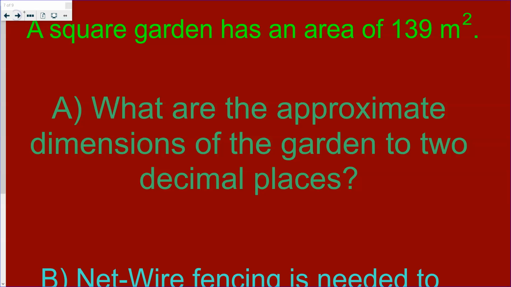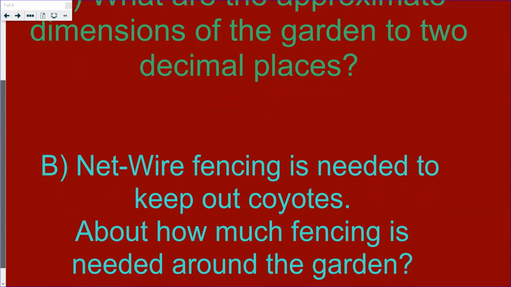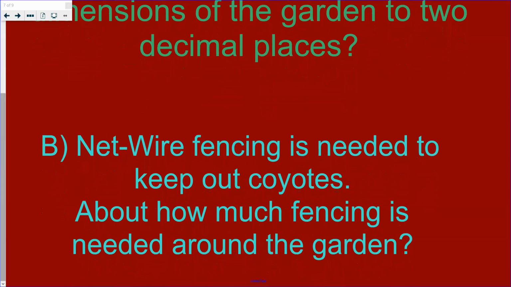All right, let's go to a real question of something that would make sense in life. So this person has a square garden with an area of 139. That's the space inside. They want to know what the approximate dimensions of the garden are to 2 decimal places. So what do the sides equal? And then, once they find that out, they're going to buy some fencing because they need to keep the coyotes out of their garden. And they need to know how much fencing they need. So this is where you'd start.